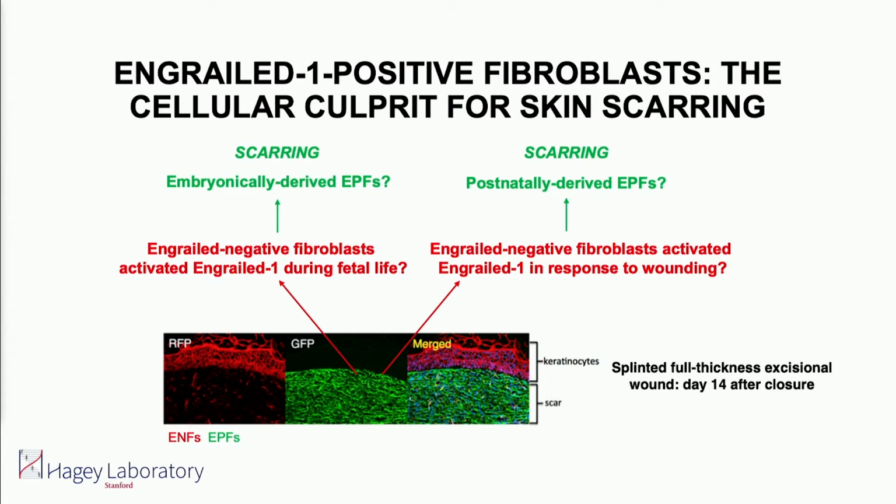But there was another possibility that we had considered about 3 or 4 years ago at this point. What if engrailed 1 lineage negative fibroblasts in postnatal life activate engrailed, making these postnatally derived EPFs that contribute to scarring? This may seem like a semantic thing, but this distinction matters, because if engrailed can activate postnatally, it means that we can interfere with postnatal ENF to EPF transition and potentially yield ENF-mediated healing, or engrailed 1 lineage negative fibroblast-mediated healing.